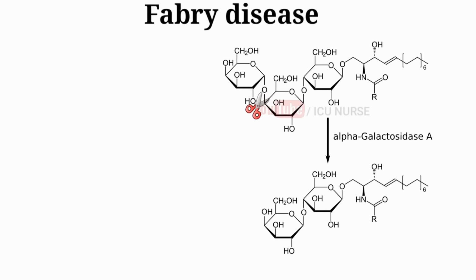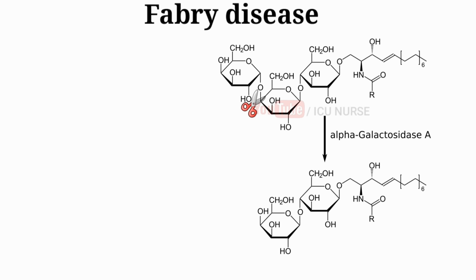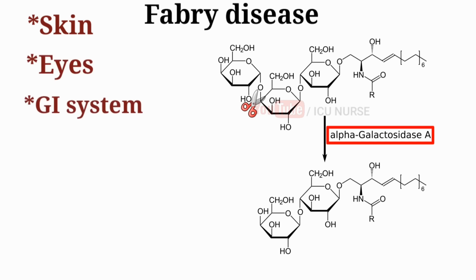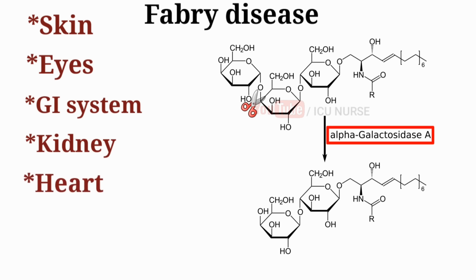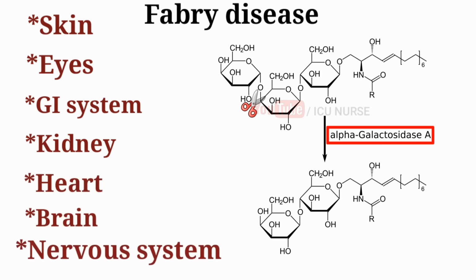Fabry disease is a rare genetic disease with a deficiency of an enzyme called alpha-galactosidase A. The disease affects many parts of the body, including the skin, eyes, gastrointestinal system, kidney, heart, brain, and nervous system.